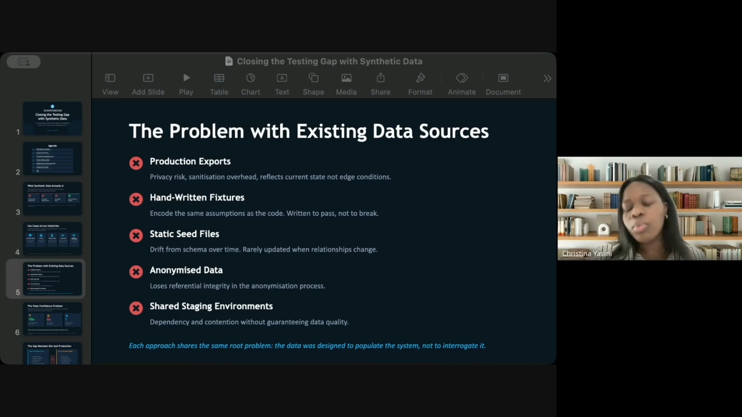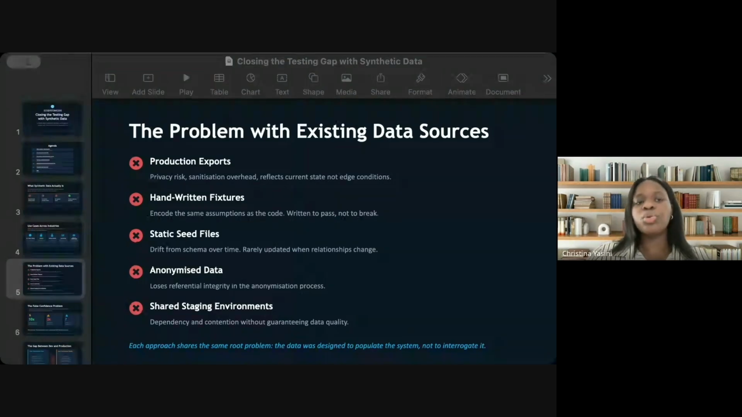And so every one of these approaches shares the same root flaw. The data was designed to populate the system and not necessarily to interrogate it. And beyond these structural problems, getting access to real data in most organizations can be slow, it can be political, and it can also be expensive, with legal reviews, compliance approvals, data siloed between departments, and the fundamental problem of working on a new product when there is no real data yet because the system does not exist.